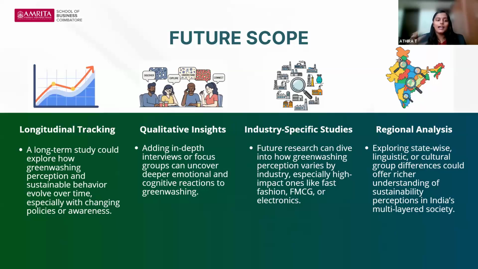So in future scope, we could say that the research could be long-term, where you take time to understand their behavior, which evolves over time, and add qualitative insights. They can have in-depth interviews and focus groups, etc., to understand their emotional connection and cognitive reaction to greenwashing. They could have industry-specific studies like FMCG, fashion, electronics, which would give an idea of a person's perceptions. And also, India being a diverse country, they could have a state-wise analysis or linguistic-based or cultural group-based analysis, etc., which gives a better idea of their social influence.